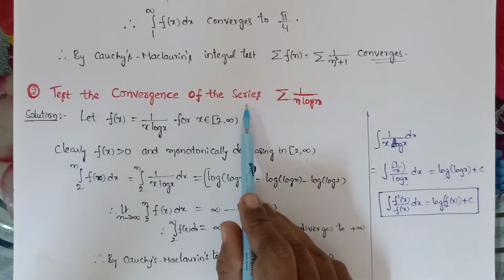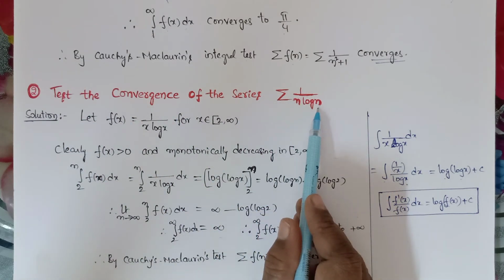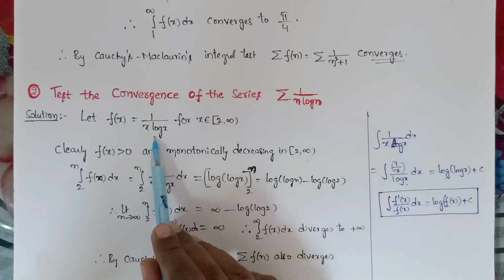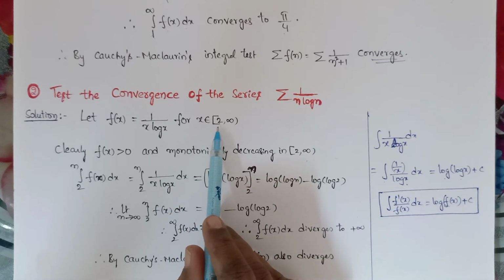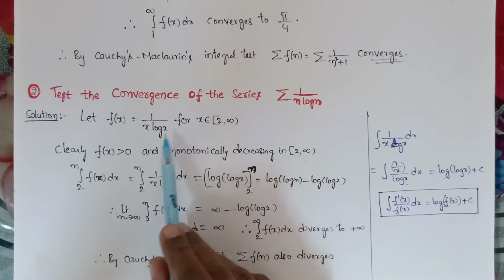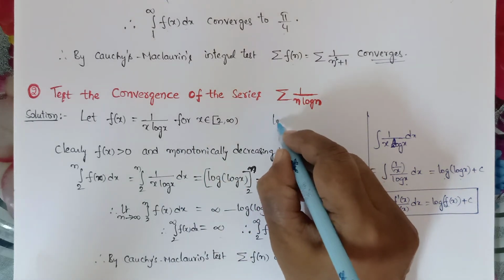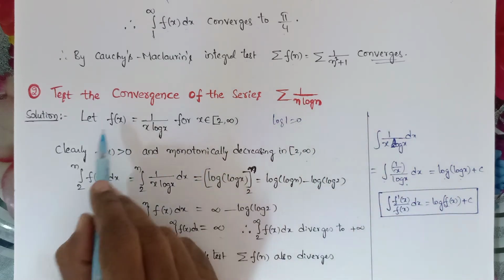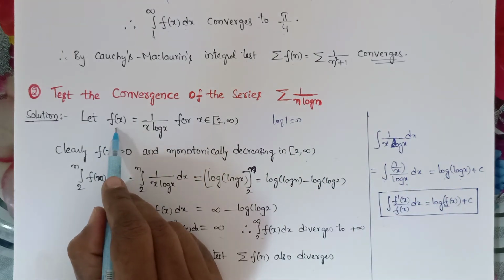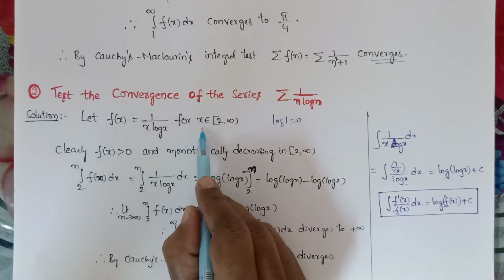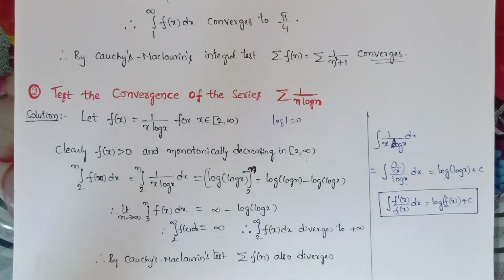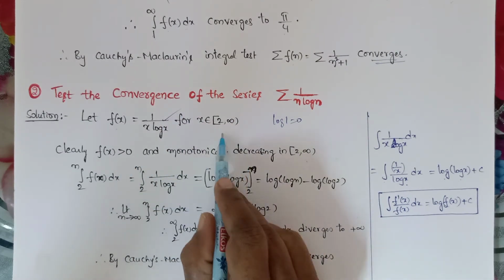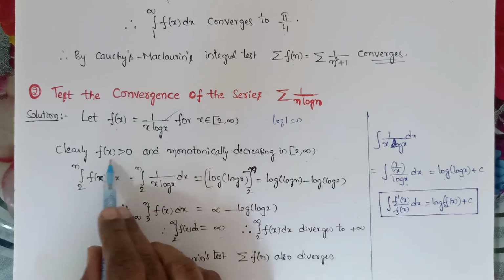Test the convergence of the series sigma 1 by n into log n. Here f of x is 1 by x into log x. So clearly x belongs to [2, infinity), because for x equal to 1, log 1 value is 0, and 1 by log 1, that means 1 by 0, is infinity. F of x will be undefined. So f of x must be defined only for x belonging to [2, infinity). Clearly f of x is greater than 0 and monotonically decreasing in this interval. Both the conditions of Maclaurin's test are satisfied.